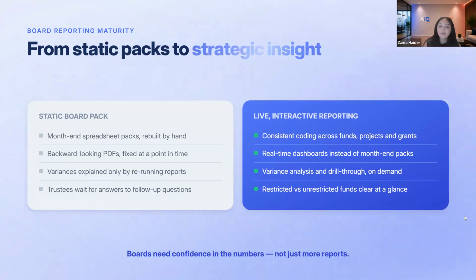So you're never re-reconciling something. Real-time dashboards, so trustees can see a live picture as and when they need to. Variance analysis on demand, not after a 3-day rerun. And restricted versus unrestricted funds visible at a glance. So the outcome is that boards are going to trust your numbers, and FDs can walk into meetings ready to lead the conversation, not just present on it.